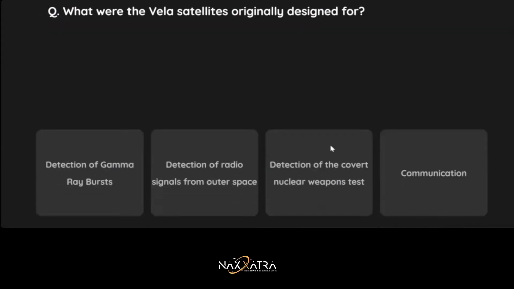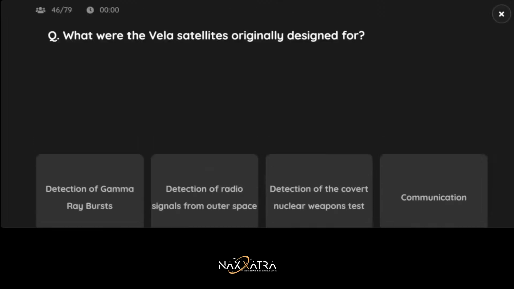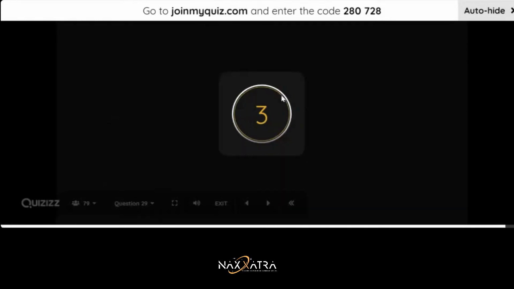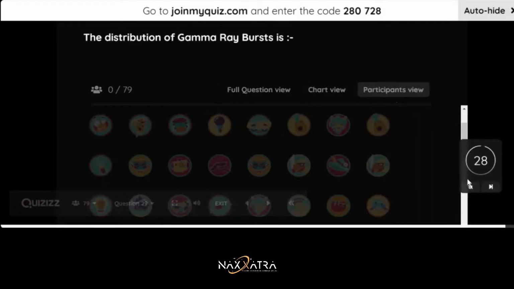So the correct answer is detection of covert nuclear weapons tests. Originally, the government built the Vela satellites for that reason, to detect nuclear weapons in space. That was the main reason for the Vela satellites, but now they are also used to detect gamma ray bursts. The original design was for detecting nuclear weapons in space. That is the correct answer. Hardik, I think it accidentally detected gamma ray bursts, right? Yes, the Vela satellites detected them accidentally.